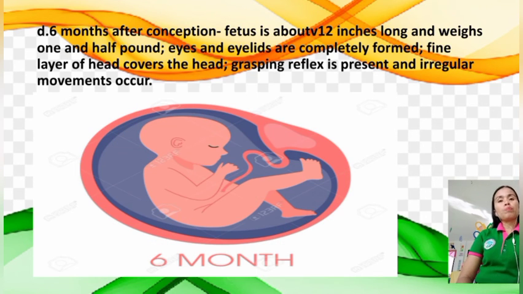Then next, 6 months after conception, fetus is about 12 inches long and weighs 1.5 pounds. Eyes and eyelids are completely formed. Then fine layer of hair covers the head. Grasping reflexes are present and irregular movements occur. So I have here a sample photo of a fetus in a womb of a mother in 6 months.